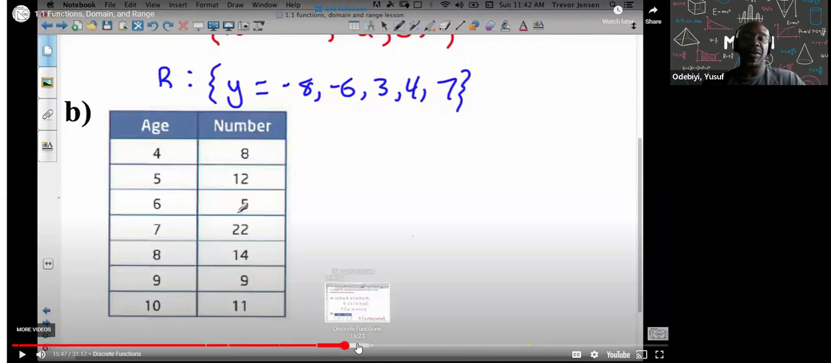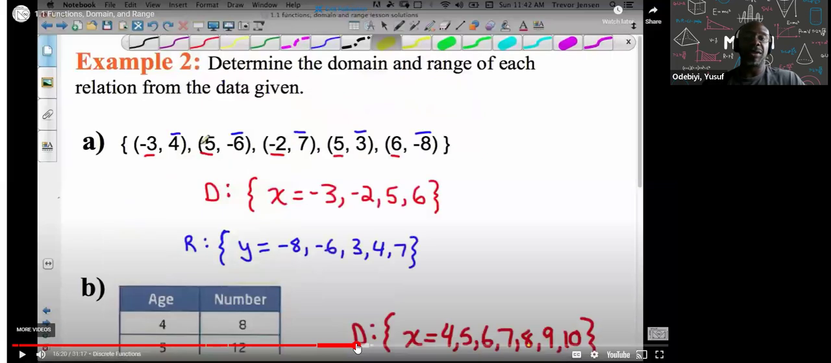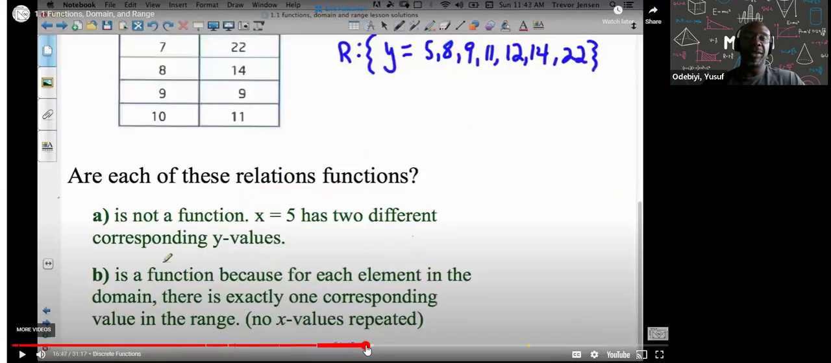Okay, let's fast forward. Domain is the age here, so you've got 4 to 10, and your range is from your lowest number up to your highest number, okay?